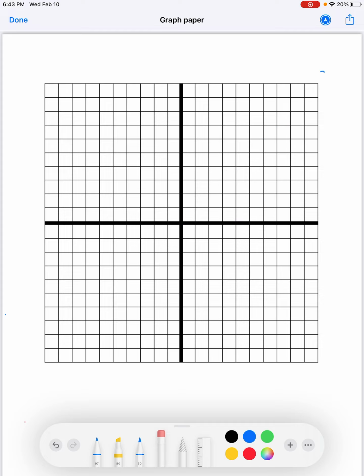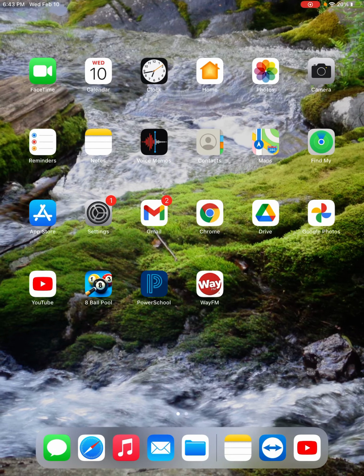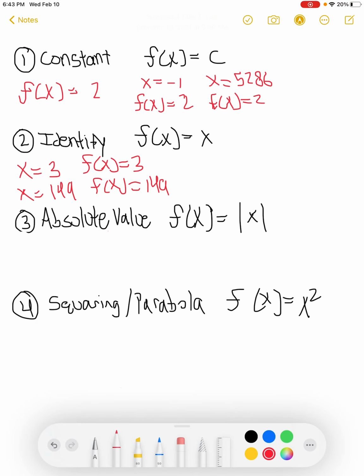Now, let's look at the last one in this video, which is going to be our squaring or parabola one. So parabola, hopefully you know, just means that. So we already can tell this is going to look like a U. This is like when we were doing quadratics. So that means it doesn't matter what x is, you always square it to get the y. Well, you remember something.